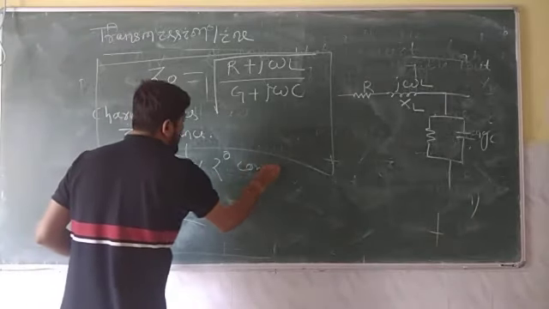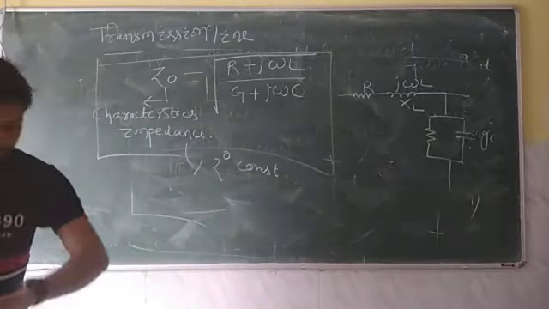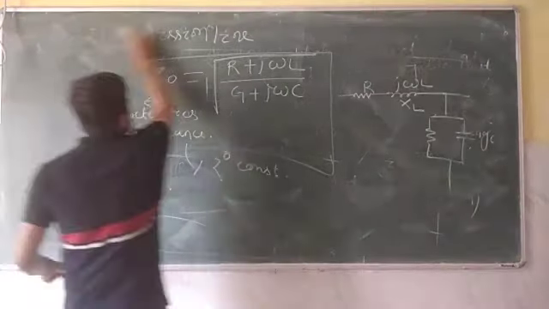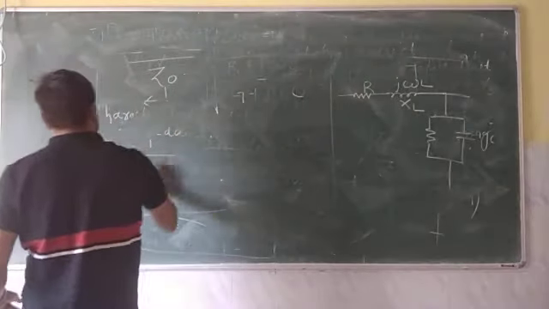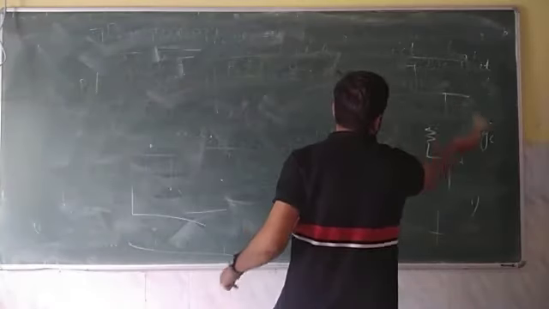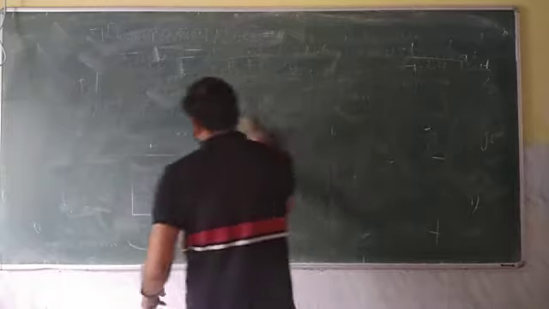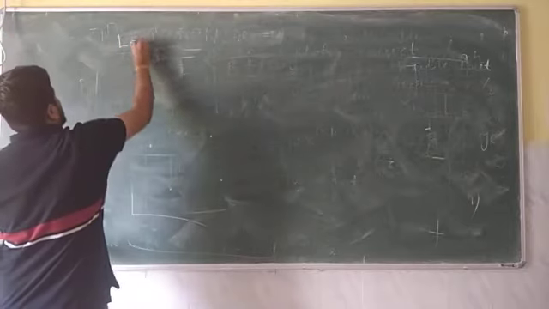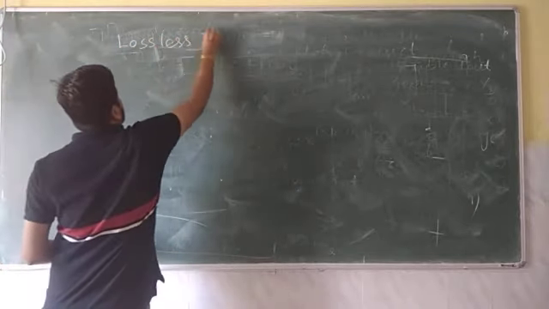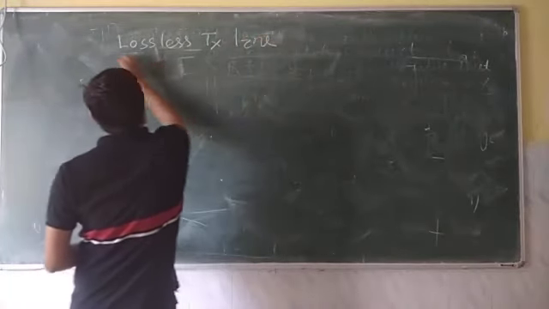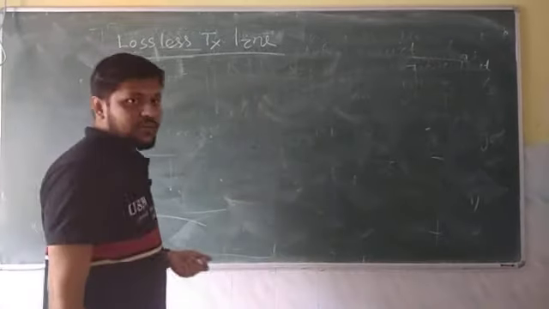Secondary constant. Then we will see the condition for a lossless transmission line. Two conditions we will study, that is lossless and distortionless. So first is lossless. TX means transmission line. Lossless transmission line. So what is the condition for lossless?